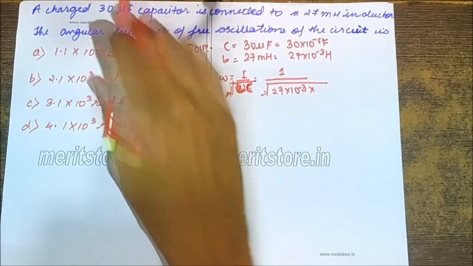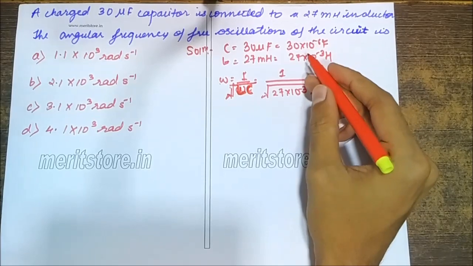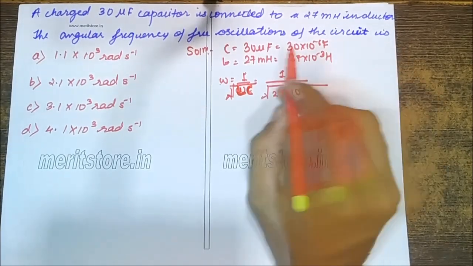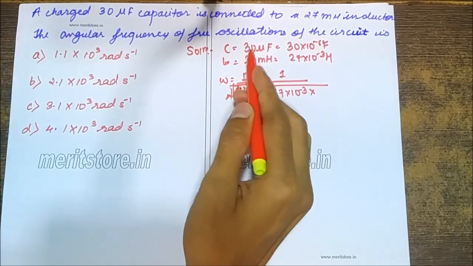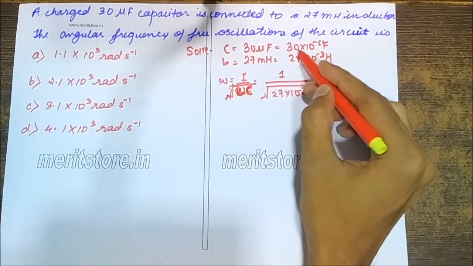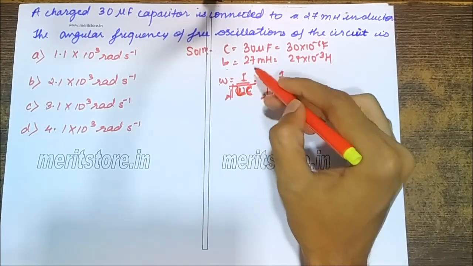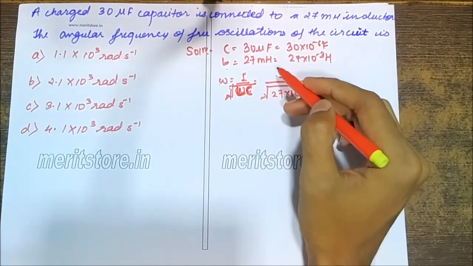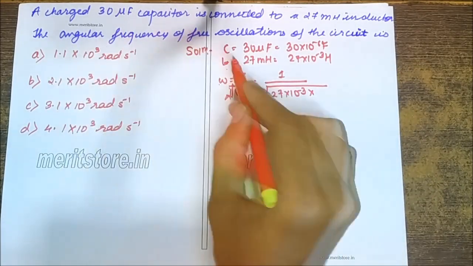A charged 30 microfarad capacitor is connected to a 27 millihenry inductor. The angular frequency of free oscillations of the circuit is, we have the options given. The capacitance is C equals 30 microfarad, that is 30 into 10 raised to minus 6 farads. The inductance is 27 millihenry, that is 27 into 10 raised to minus 3 henry. We need to find the angular frequency.